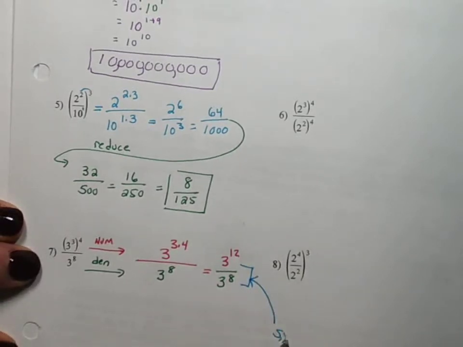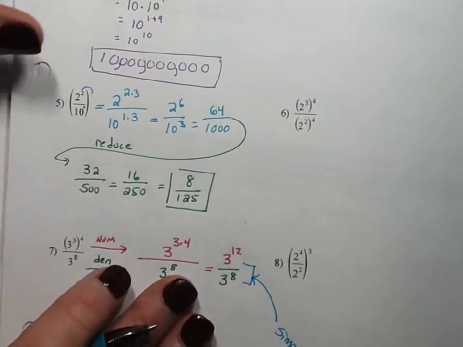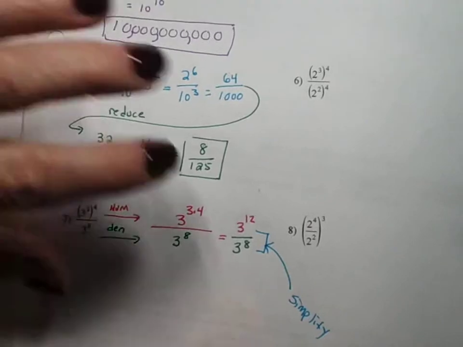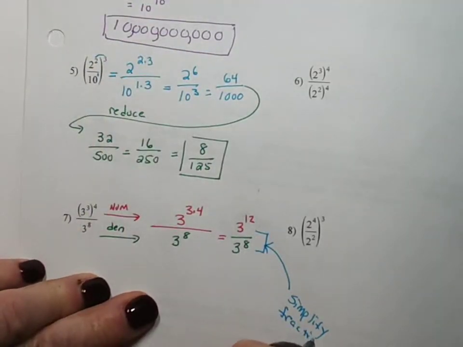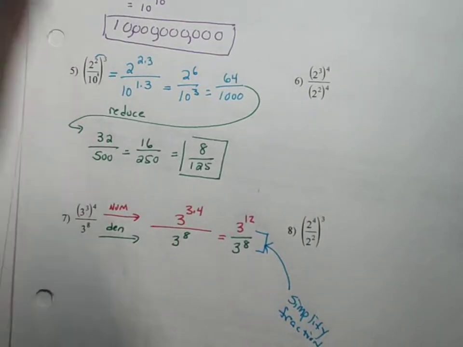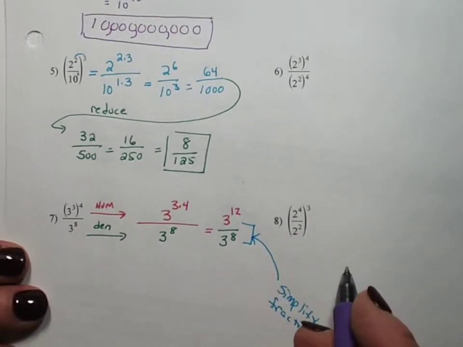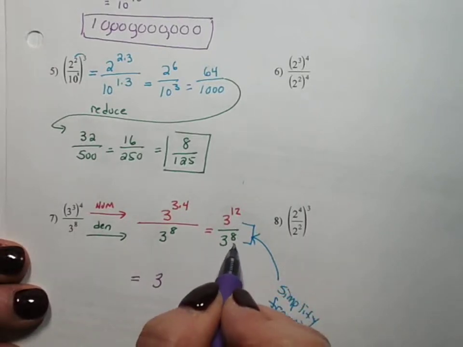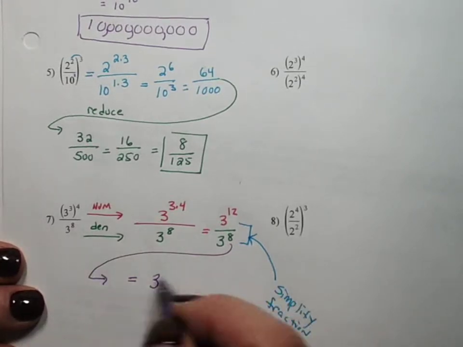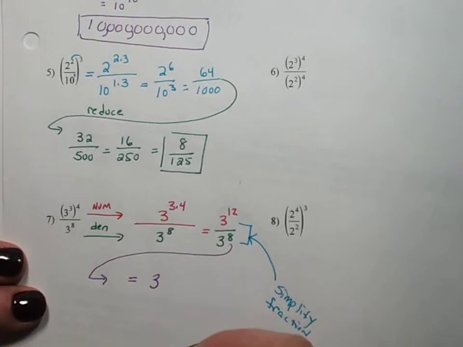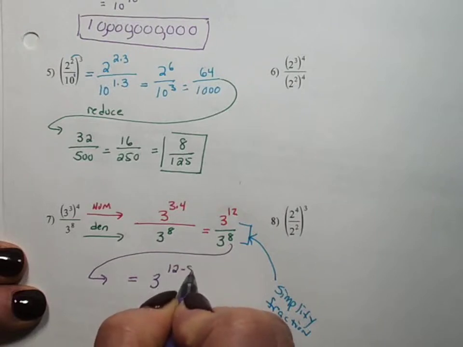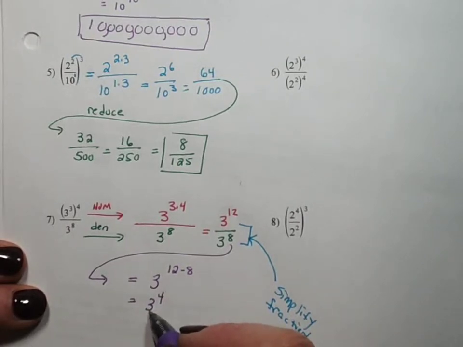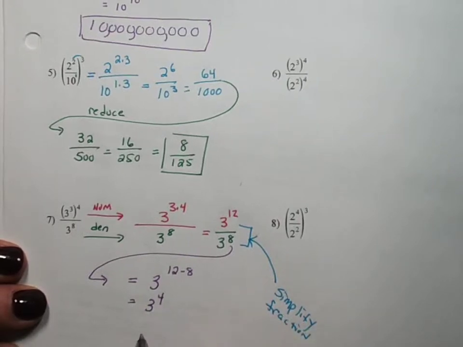Now, simplify the fraction. So here I have division, same base, 3. Clearly show your work and go slowly when you're doing this so that you don't get yourself confused. 12 minus 8 is 3 to the 4th. 3 times 3 is 9, times 3 is 27, times 3 is 81.